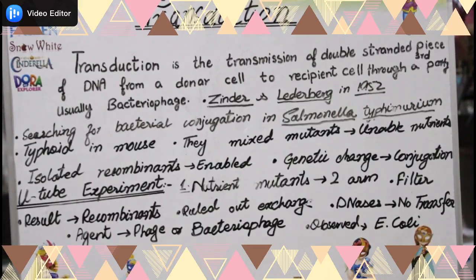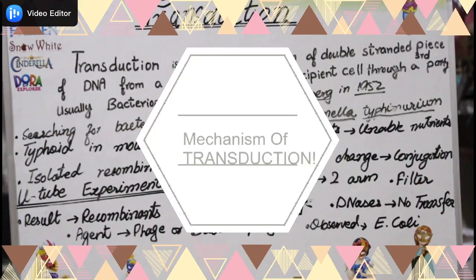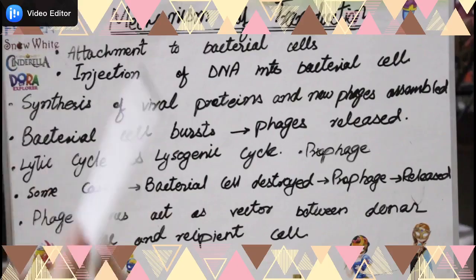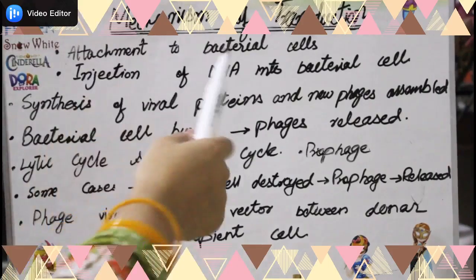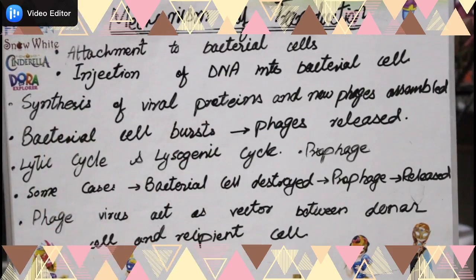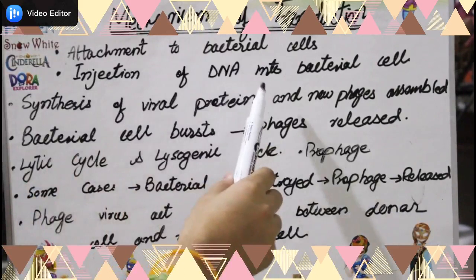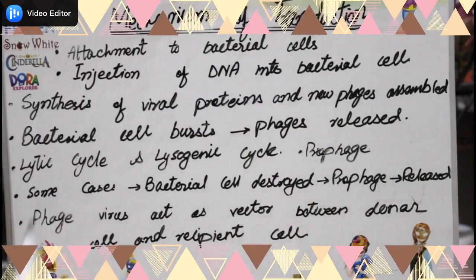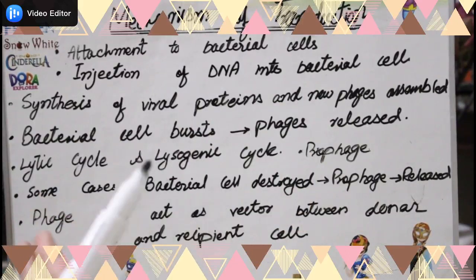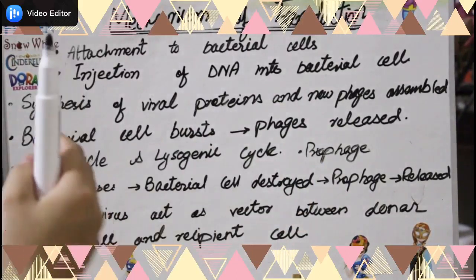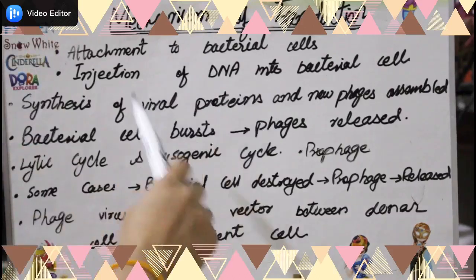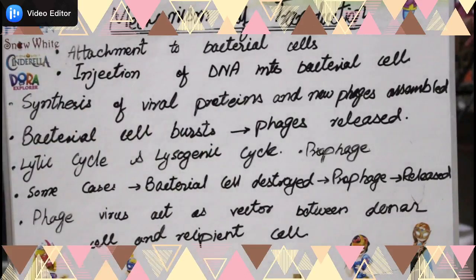And how did they find that out, and what is the mechanism of this process of transduction? Let's have a look. The phage attaches itself to the bacterial cell, and then it releases its DNA, injecting all of its DNA into the bacterial cell. When DNA is injected into the bacterial cell, there are two possibilities. One is that the bacterial cell synthesizes its own proteins, its own components, all the substances required for its survival.